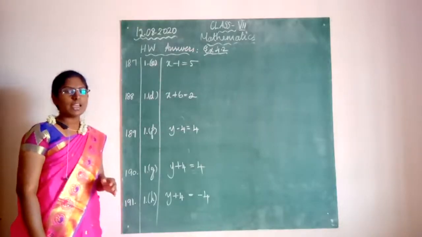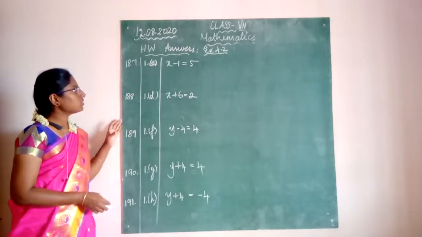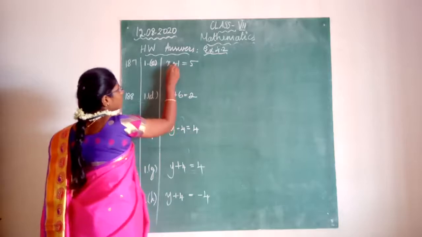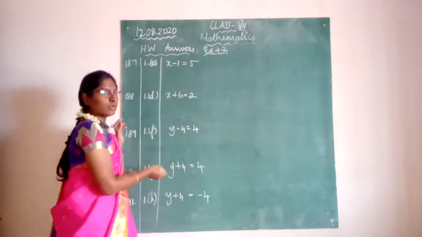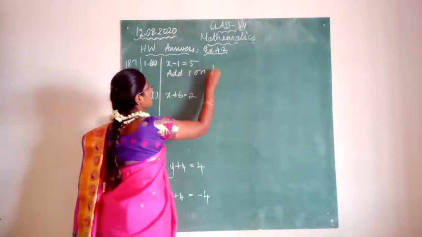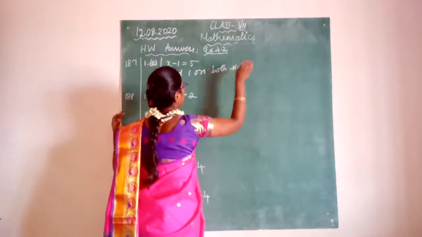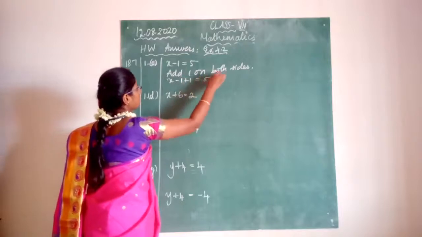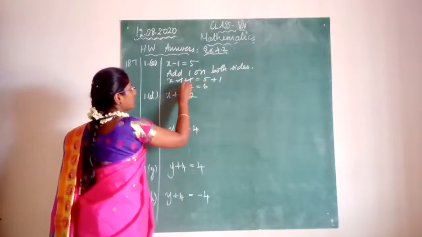Now let us look at the answers of exercise 4.2. First question, C subdivision, x minus 1 is equal to 5 is given. We have to give the step. Okay, so here minus 1 is given. Okay, 1 is subtracted here. So what we have to do, we have to add 1. Okay, so add 1 on both sides. So you will have x minus 1 plus 1 equal to 5 plus 1. And you will get x is equal to 6.